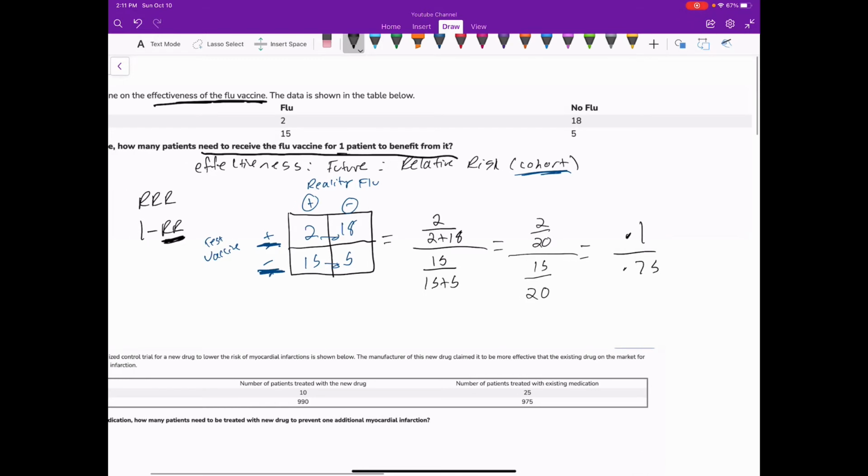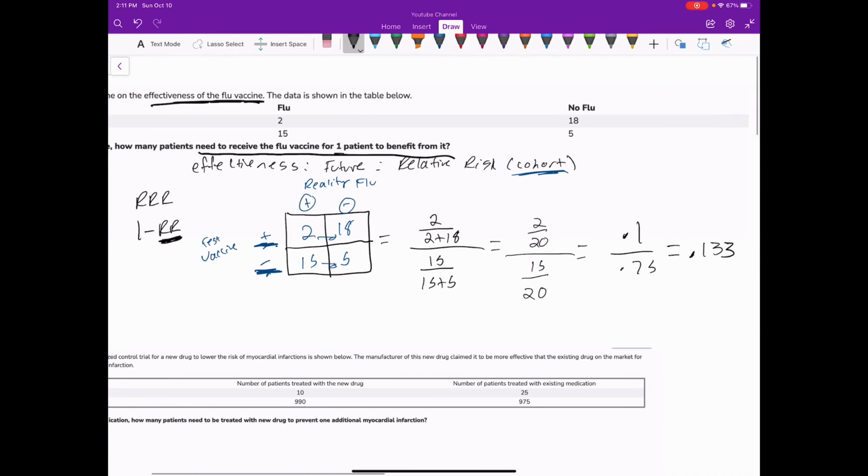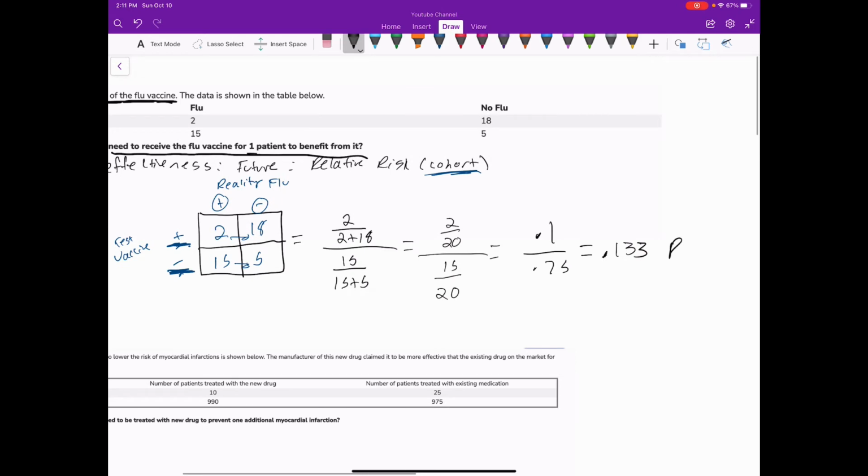Okay, so now I just have to figure out what that is. I'll do 0.1 over 0.75, and that's going to be equal to 0.133. Well, if we look here, oh boy, we see 0.133. Don't pick that answer. Read what they're asking you. This is the relative risk.